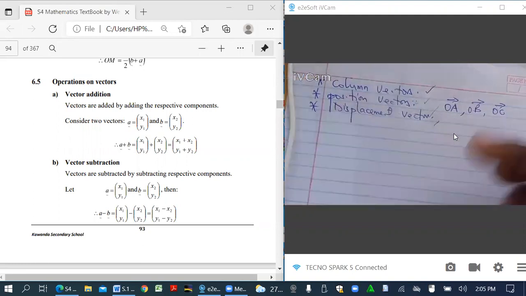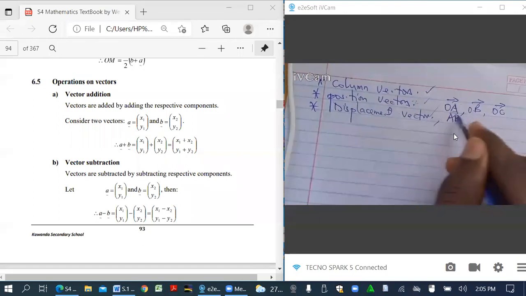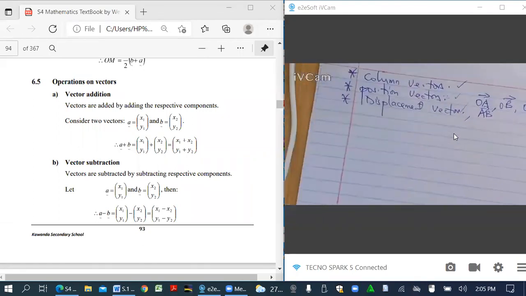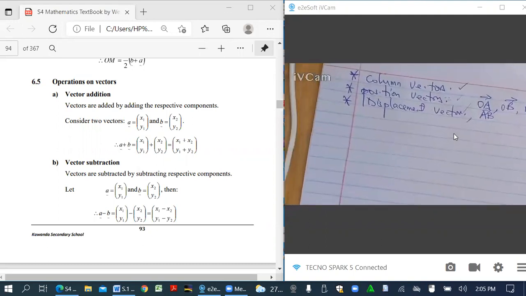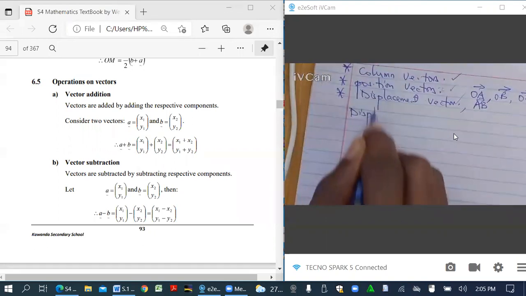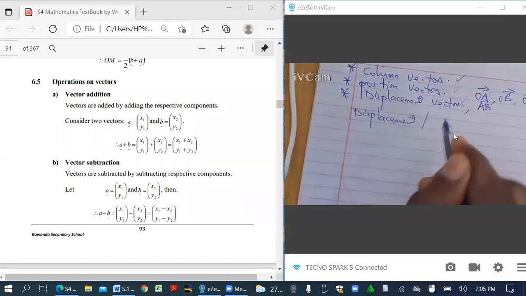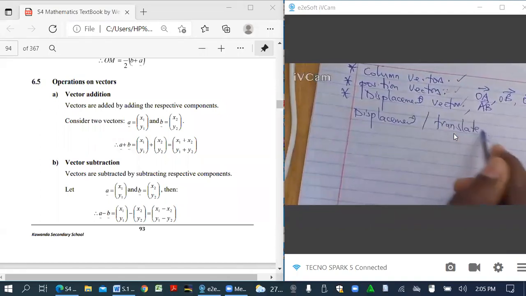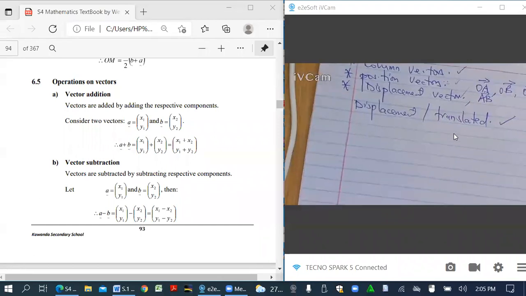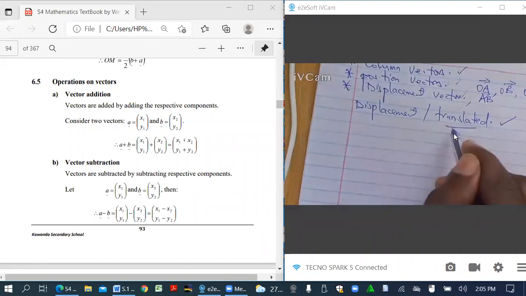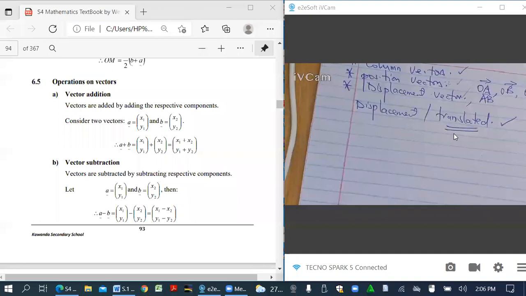Then AB, displacement vectors, we can put like AB. When we talk of displacement, as long as we have two points on a Cartesian plane and they're moving in the same direction, we say that the vector has been displaced. Another word for displacement, you can say it has been translated, which means it has changed position. Displacement is meant to change position, that's why we define it as the distance moved in a specified direction. That one is in physics, but in mathematics, we prefer to say translations.